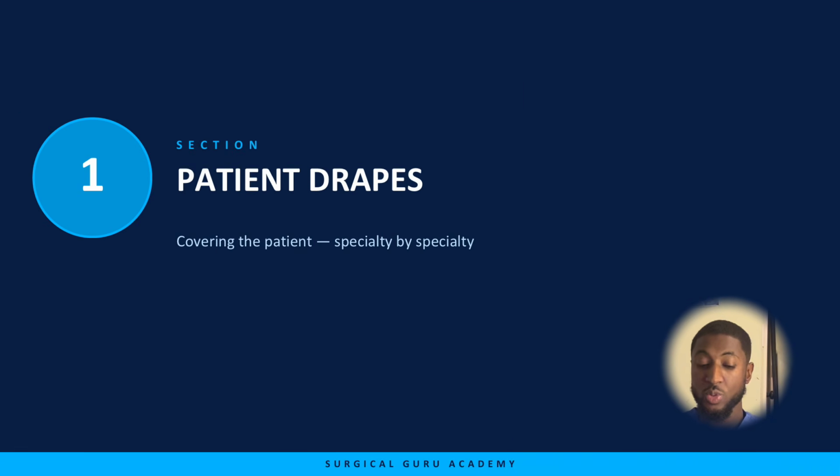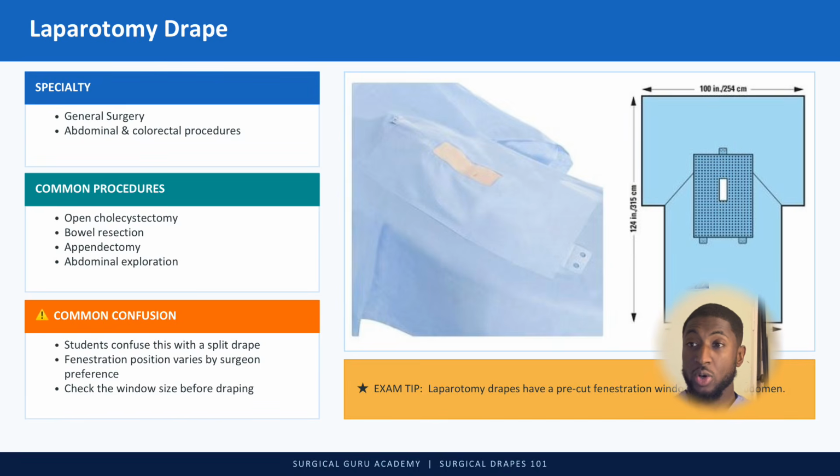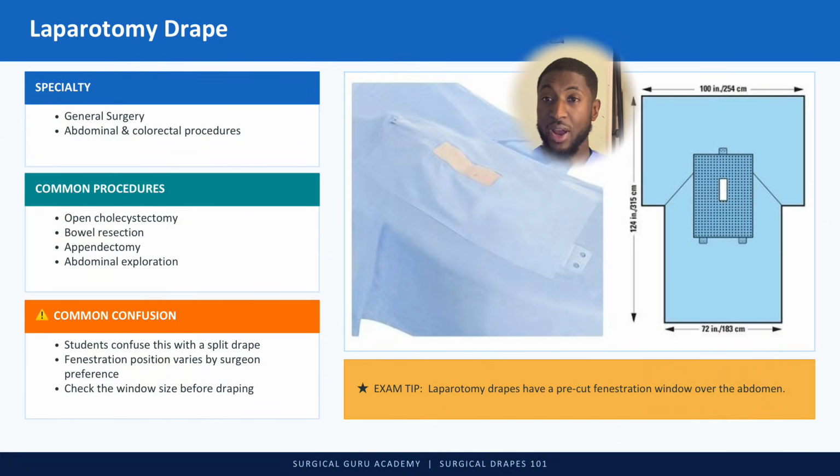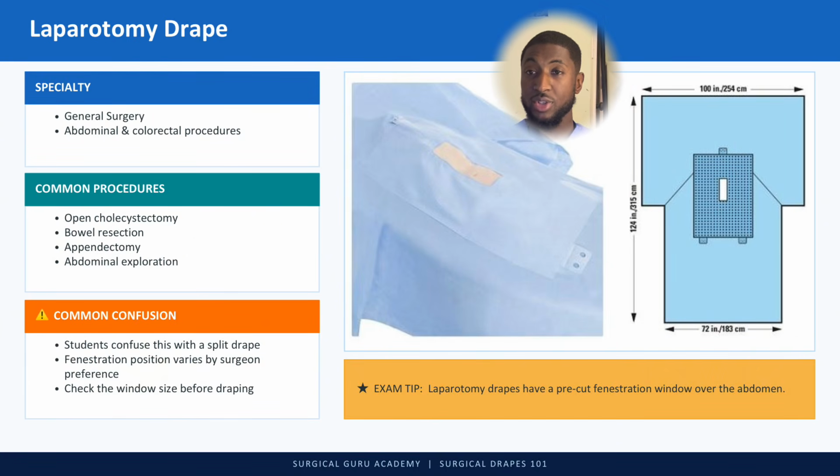All right, so section 1, patient drape. We are going to go through a quick little rundown of the patient drapes that we use to cover the patients, specialty by specialty. So number 1 here, we have a laparotomy drape. This laparotomy drape is used for general surgery, for abdominal and colorectal procedures.